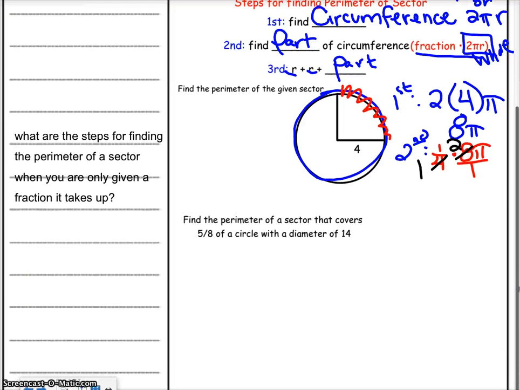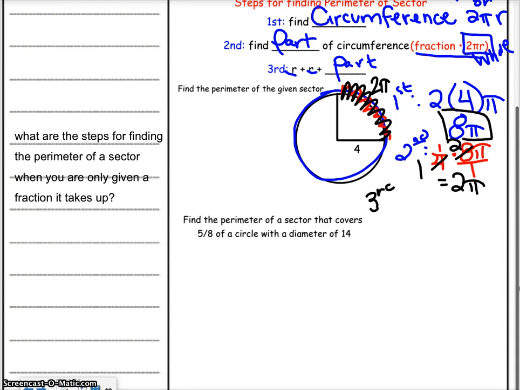So that's 2 pi. Again, let me restate my step. I found the whole. Now I'm finding the part. So this little part here is 2 pi. Now I need to find the full perimeter. So I have my outside, I have my 2 pi.